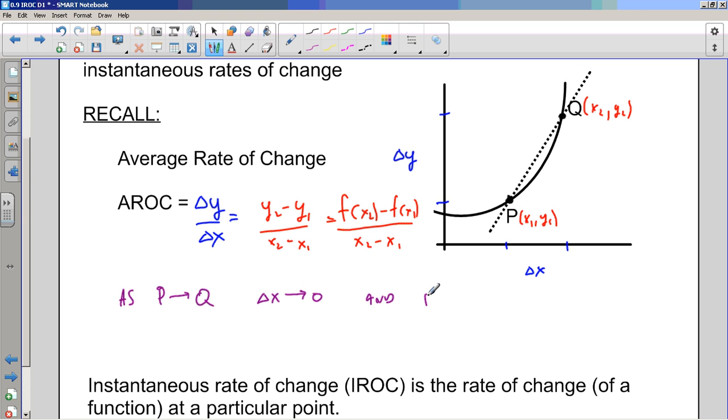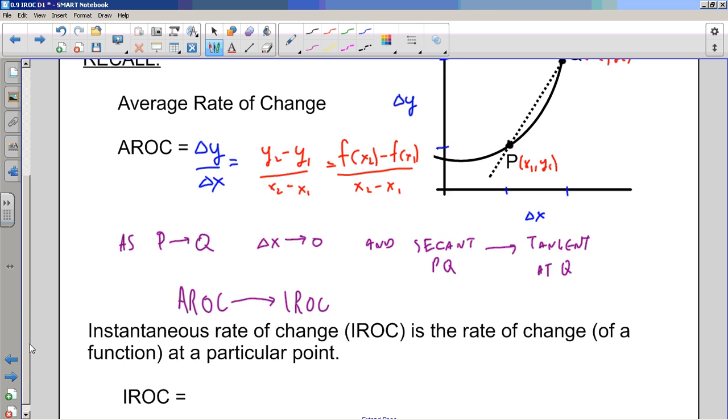A secant PQ gets closer and closer to a tangent at Q. And that's what we actually want to find. And in fact, this is how we're going to do it, because then the average rate of change approaches the instantaneous rate of change as delta x gets closer and closer to 0. And so there we go.